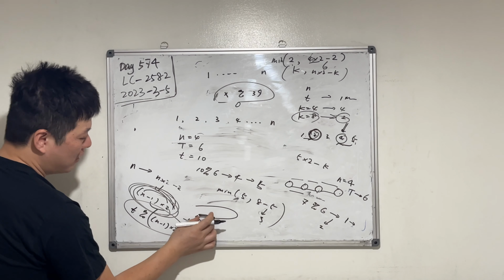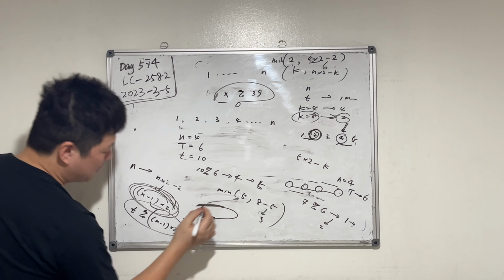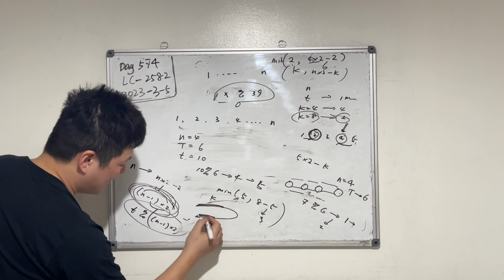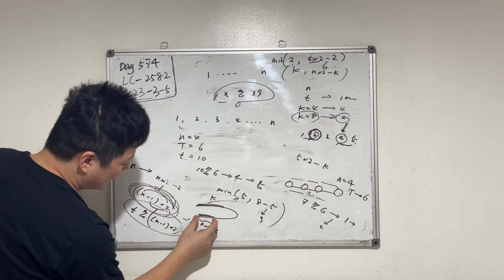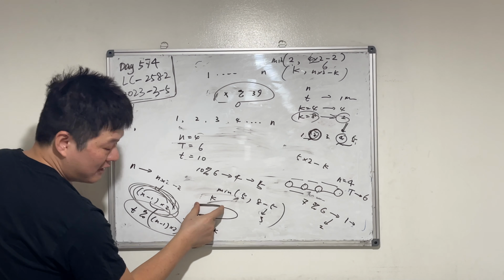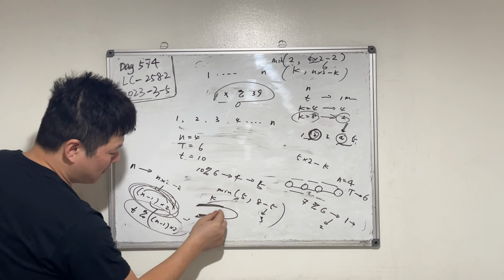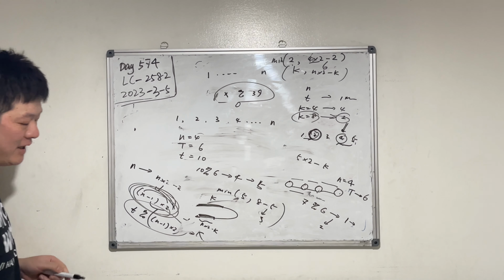This bit, or this bit, whichever is smaller. This is k, and this bit is n times 2 minus k. If n times 2 minus k is smaller than k, then it's on the way back. Otherwise, it's on the way to the right.